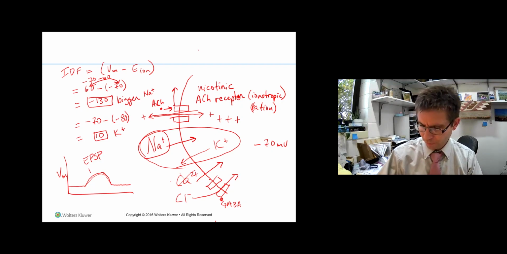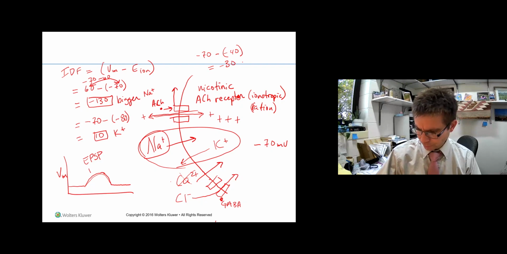Chloride's Nernst potential is around -40, I think. And so if the membrane potential is -70, then -70 minus -40 is equal to -30. And so there is a driving force. It's not huge, but there is a driving force of chloride to go into the cell. So this would be the ionic driving force of chloride. And so chloride will come in and it'll bring a negative charge in. In that case, the membrane potential will hyperpolarize. Okay? And then, of course, when the channel closes, it will repolarize back to resting membrane potential.